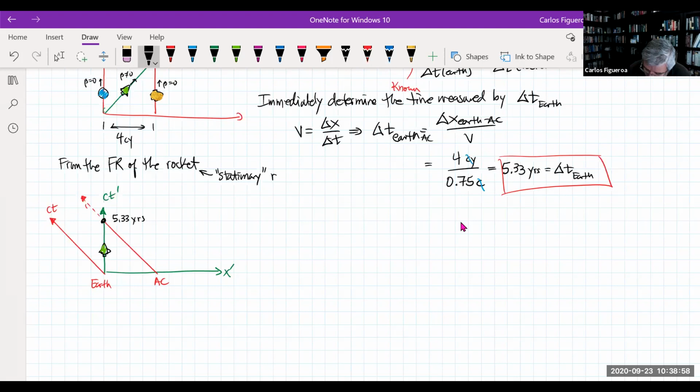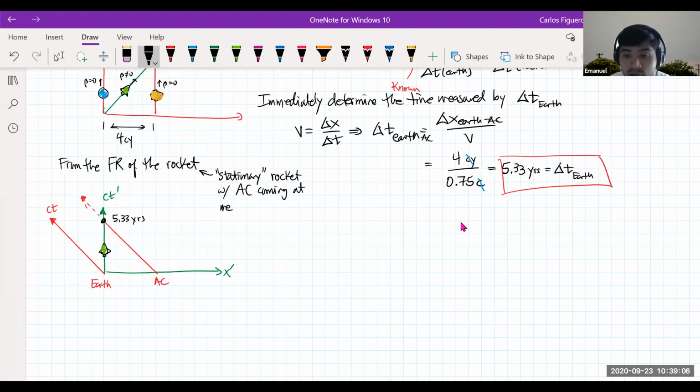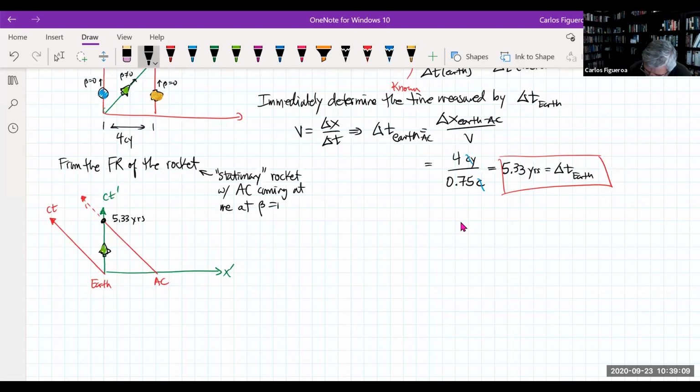So I have a stationary rocket with Alpha Centauri coming at me at beta equal to 0.75. Picture-wise, it's coming at me at beta. And how long does it take? Well, it takes 5.33 years to get there. That's what I mean by this thing here.